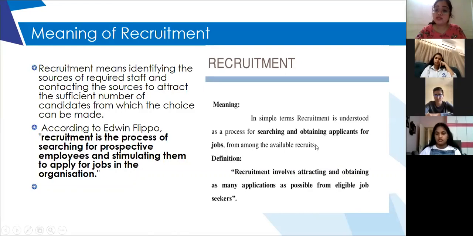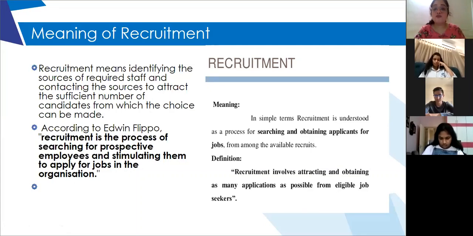So recruitment is a process for searching and obtaining applicants for the job. I may obtain 100 applicants, but maybe only 2 or 3 are selected. But that process of obtaining those applicants, searching for them, attracting them to apply for the job, stimulating them, that process is recruitment. Is it clear? Recruitment does not mean selecting the employees. It is only searching for applicants suitable for a particular job.